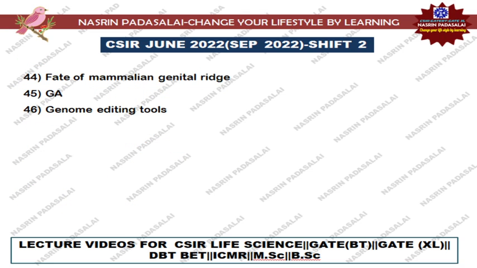And in addition to that, the fate of the mammalian genital ridge, like if you study the sex determination pathway itself, you can answer that particular question. And from gibberellic acid also a question has been asked, and regarding genome editing tools, like zinc finger nucleases, meganucleases, CRISPR-Cas system, TALENs, questions have been asked. So these are the list of topics from which questions have been asked for shift 2 students.